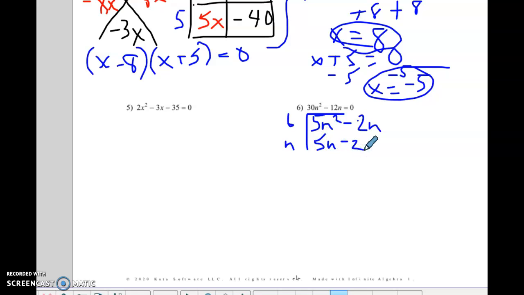So now I'm going to put it in factored form. Sorry. A little messy. Promise I'll get used to this.